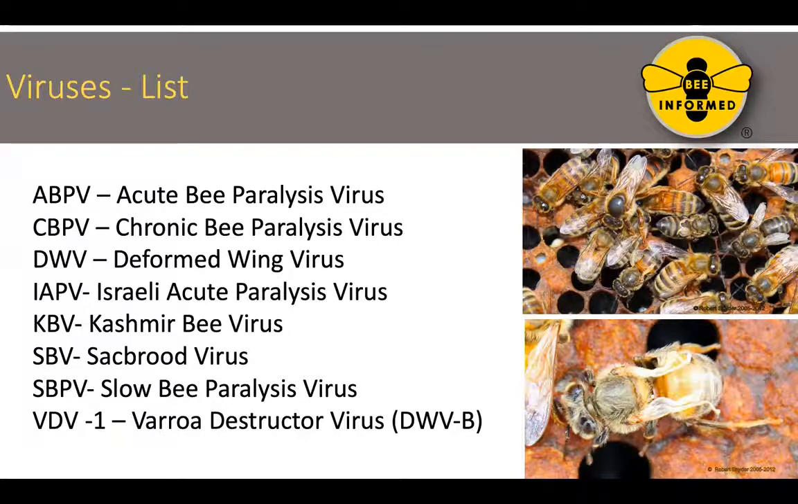So here are some of the viruses that we look at when we do viral analyses. We look at acute bee paralysis virus, chronic bee paralysis virus, deformed wing virus, Israeli acute paralysis virus, Kashmir bee virus, sacbrood virus, slow bee paralysis virus, and Varroa Destructor virus, which is also known as the deformed wing virus variant B. There's some fighting in the research with the researchers about this deformed wing virus. I'll talk about it a little bit in the next few slides.